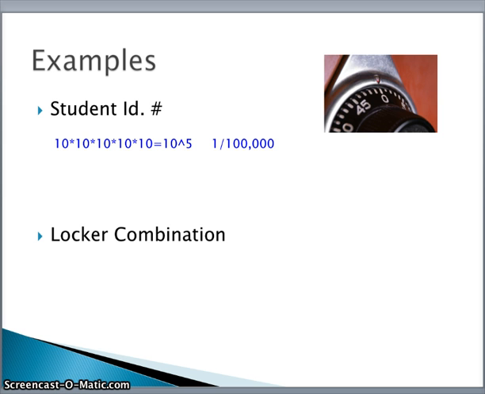Next, let's look at your locker combination. It is 3 numbers long, and each number is from 0 to 49. That makes 50 possible numbers for each part. So 50 times 50 times 50 is your total. Multiply that out, it makes 125,000. The chances for guessing your locker combination would be 1 out of 125,000.